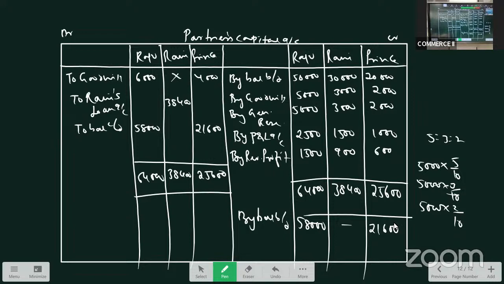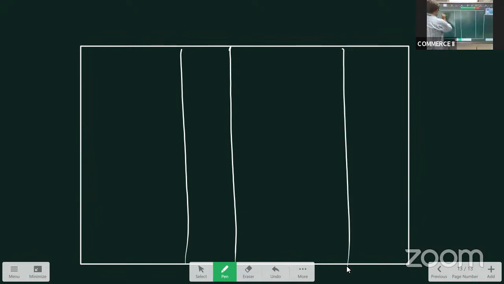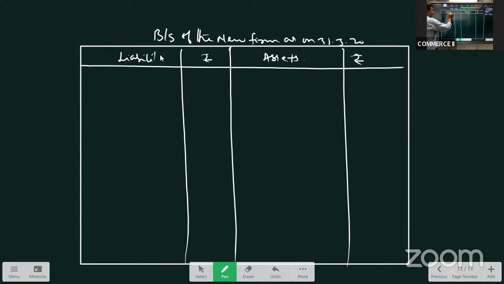So now let us prepare the last item in retirement of partner, that is the balance sheet. Balance sheet of the new firm as on 31st March 20. Assets, liabilities. See the sequence on the asset side.